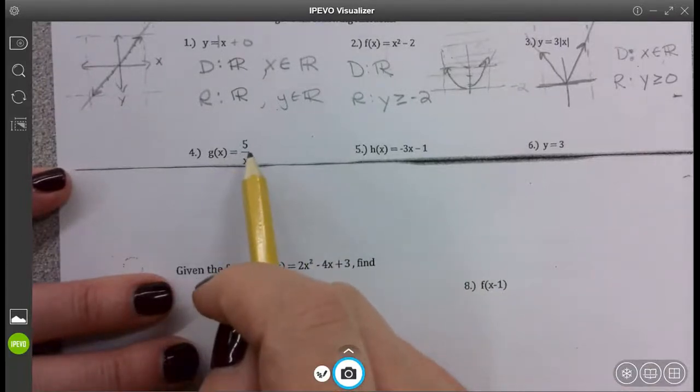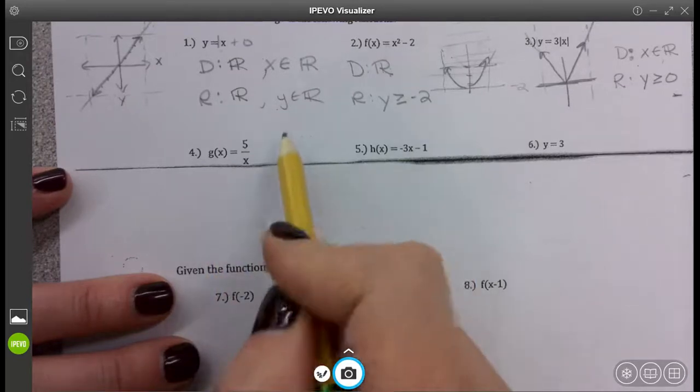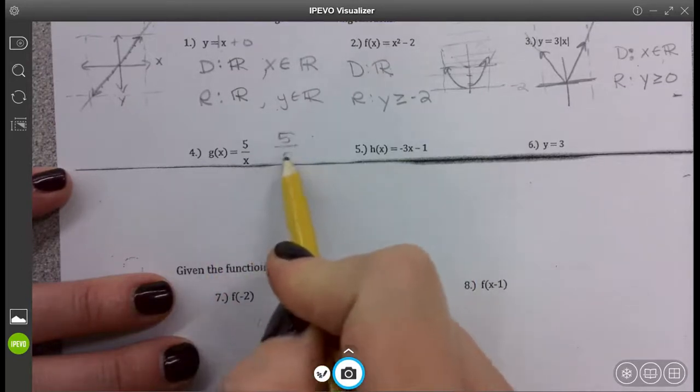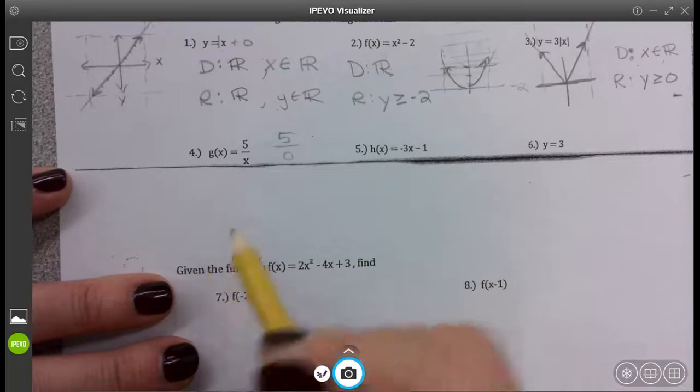So here we have division. Where do we run into errors with division? What can't we divide by? We can't divide by 0. Try it in your calculator. 5 divided by 0, okay, it doesn't work. It's undefined.